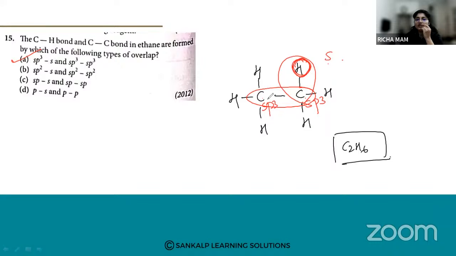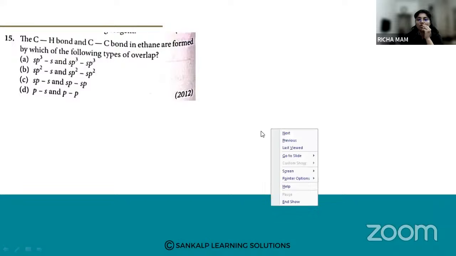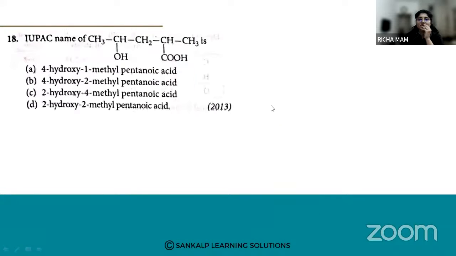CH is s-sp3 because hydrogen does not involve the p orbitals, only the s orbital is there. And carbon has sp3. All the sp3 orbitals are involved in the overlap. Yes, option number A is the correct answer. Very good. Okay. Next question, IUPAC name.